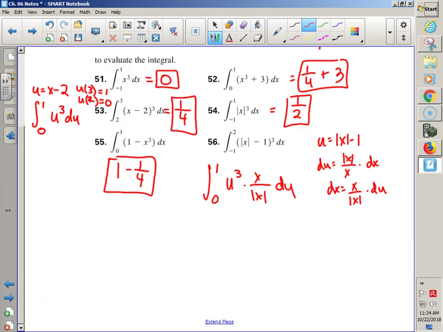Well, I wouldn't leave it with x's, right? So how could you go back to u's? Yeah, you could do that. Some of you are like, oh no, integration's coming. What about the top?